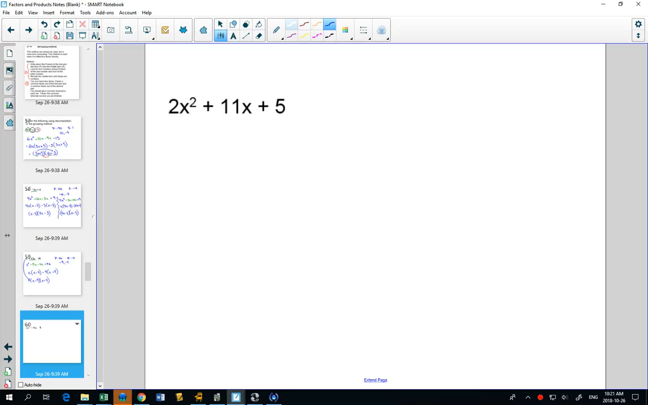When are the ones that I say I don't want you to use the grouping method? They're the ones where your first number, see that that's a 2x squared? If that's my first number, I'm going to underline it in green, there is only one option for my first numbers. It has to be 2x and x. So when there's only one possible option for the first term, just go directly, because it's not that hard mental math.